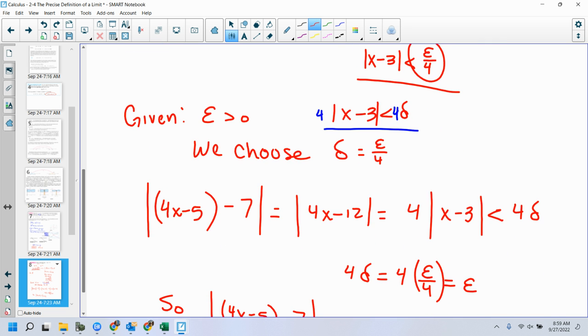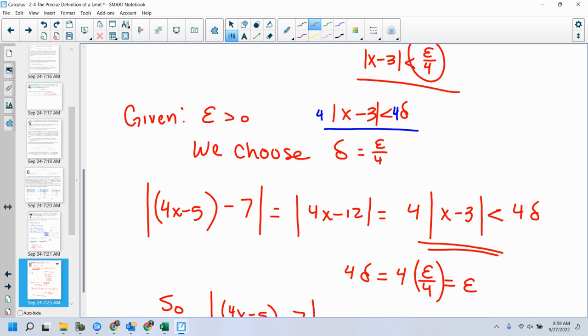So now once we know what we have as our delta, now we start the proof. We set it up by saying, okay, we're going to choose epsilon to be greater than 0, and the absolute value of x minus 3 has to be less than delta. We're going to choose delta to be epsilon over 4. Now we start our proof. We say f of x minus 7 is equal to, and chain it all together until we get to 4 times our absolute value of x minus 3, which is 4 times our delta.